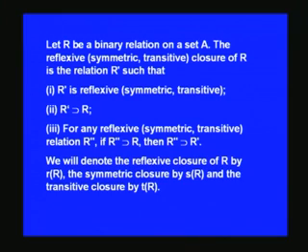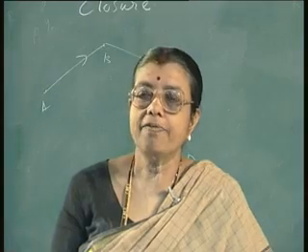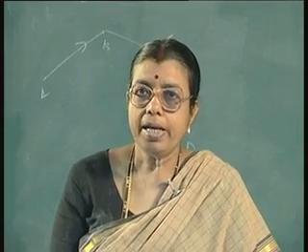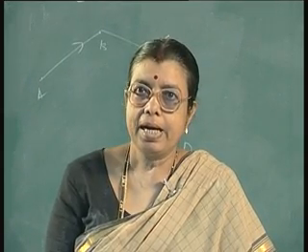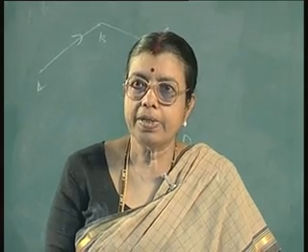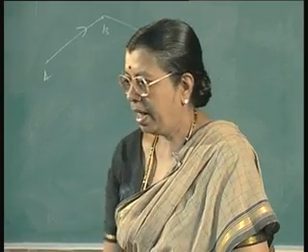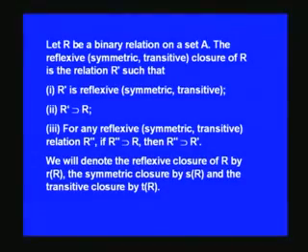So, the reflexive closure of a relation R is the smallest reflexive relation containing R. The symmetric closure of R is the smallest symmetric relation containing R. The transitive closure of R is the smallest transitive relation containing R. We will denote the reflexive closure by RR, the symmetric closure by SR and the transitive closure by TR.